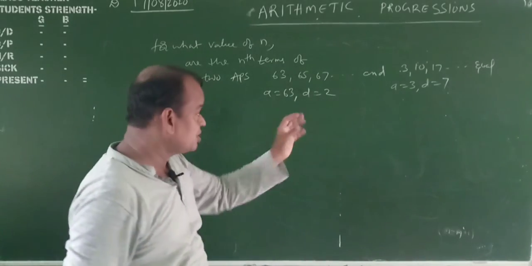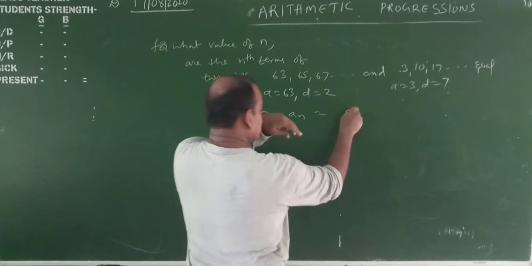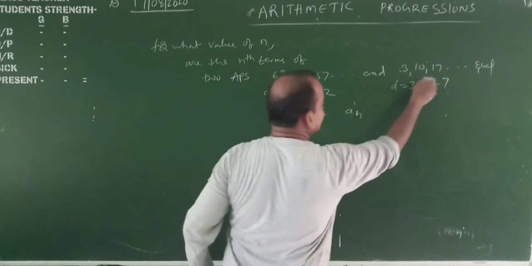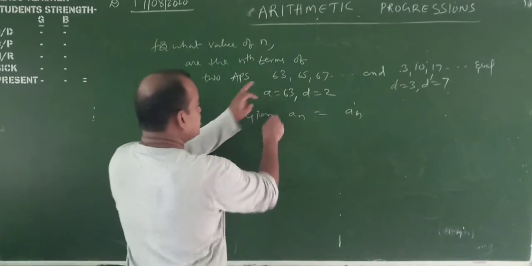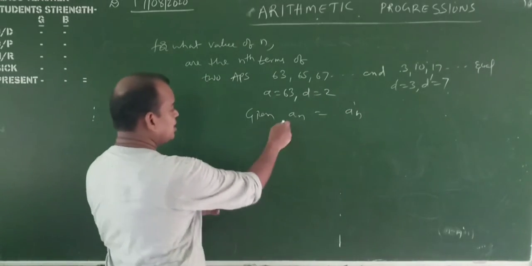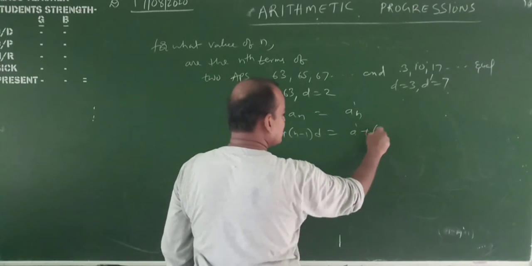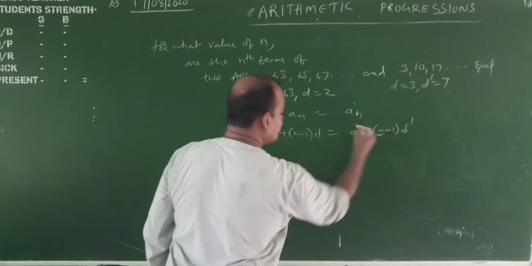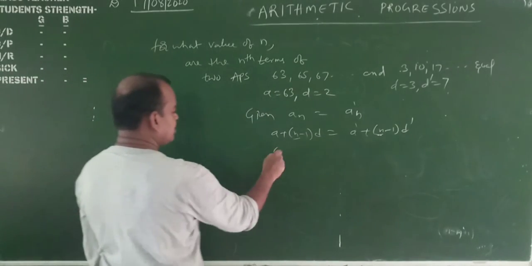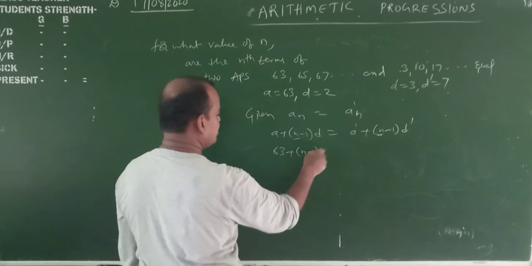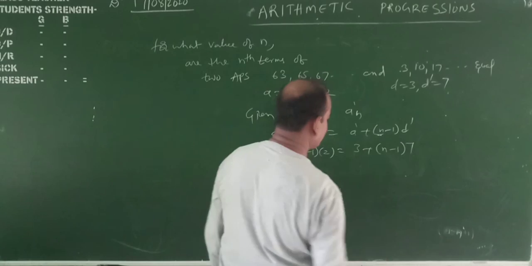Now write the nth term of this one and the nth term of this one. Suppose this is An equal to A dash n, with A dash and D dash for the second. Given that the nth term of this series is equal to the nth term of this series. The formula is A plus n minus 1 into D. For the other, A dash plus n minus 1 into D dash. Our goal is to find the n value. So 63 plus n minus 1 into 2, and 3 plus n minus 1 into 7.